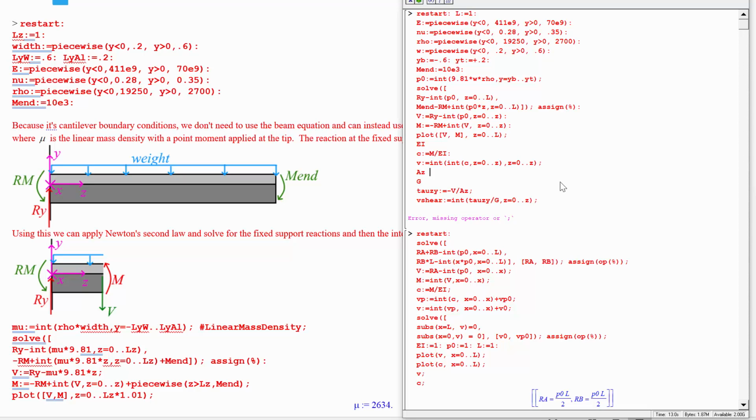Okay, so what do we need? We have to figure out the shear modulus. That one's not so bad. It's E over 2 times 1 plus nu, and we put in nu up at the top. All right.